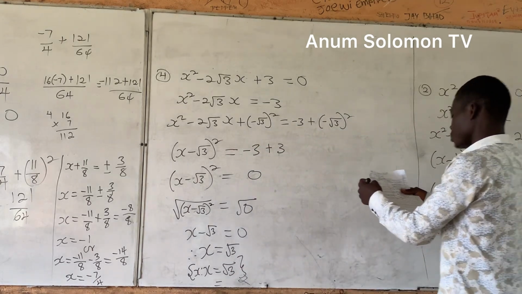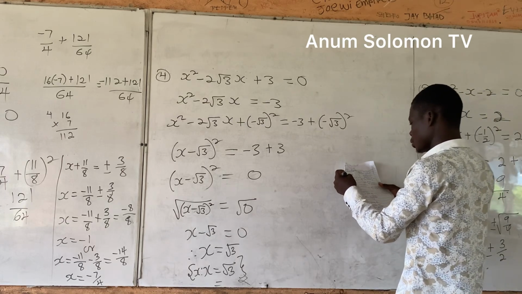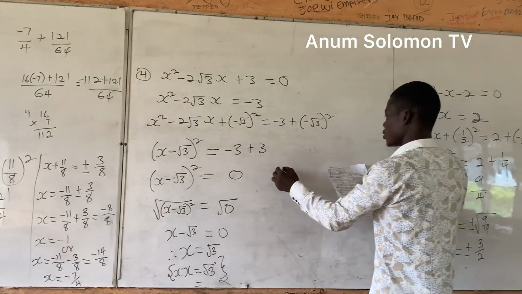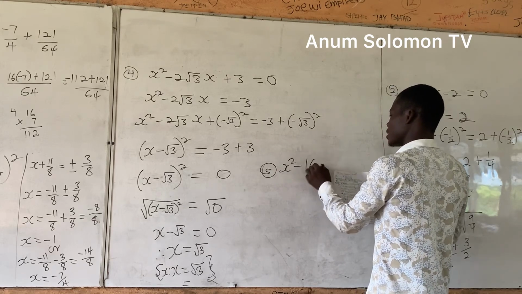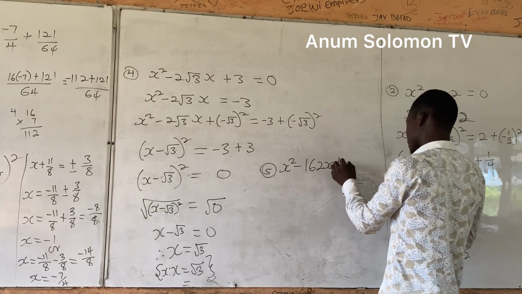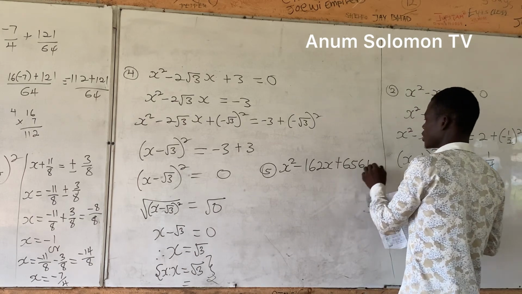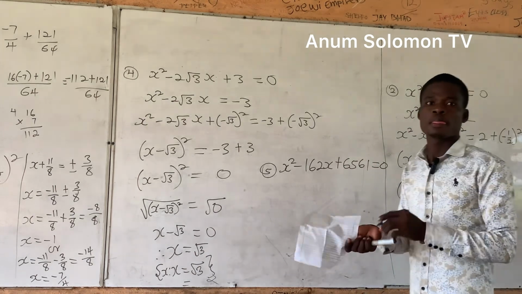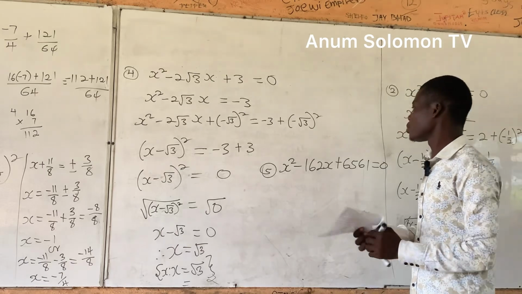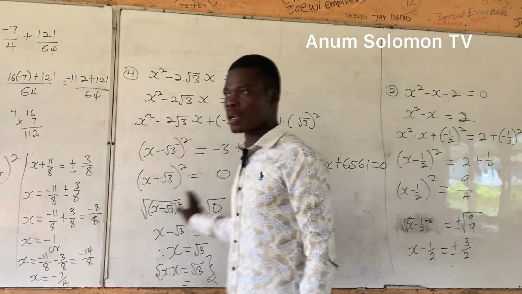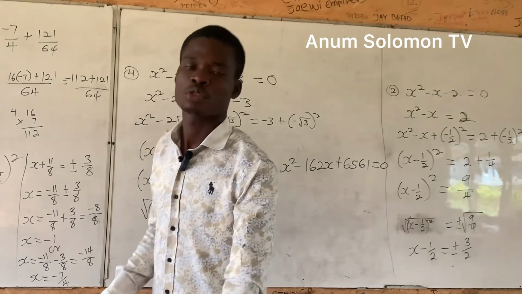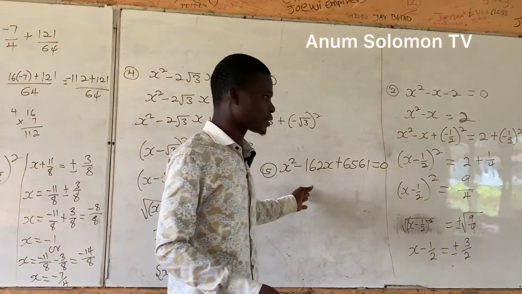So now, the example 5 is x squared minus 162x plus 6561. So we have to solve this problem by using the method of completing square. So I will leave this question for you to try your hands on it.